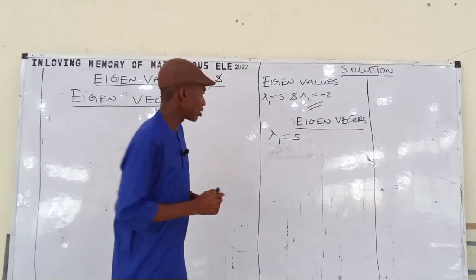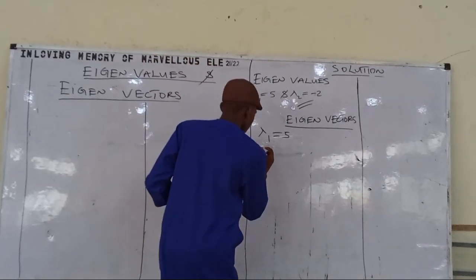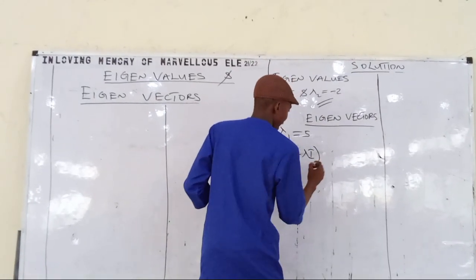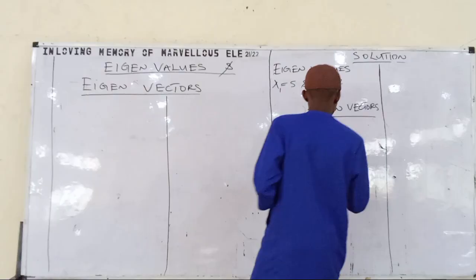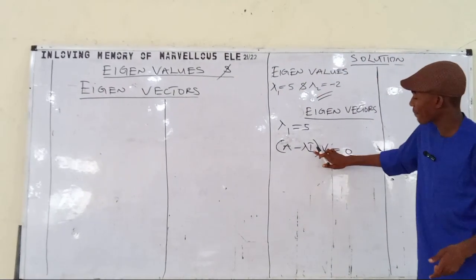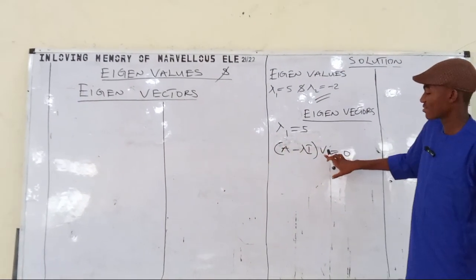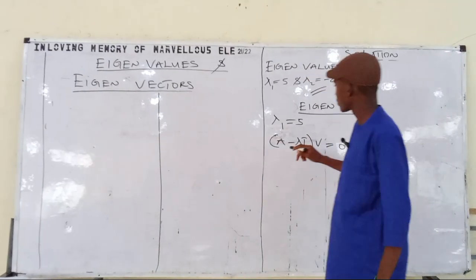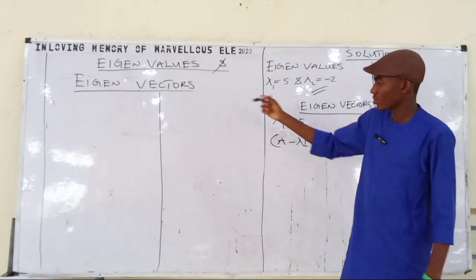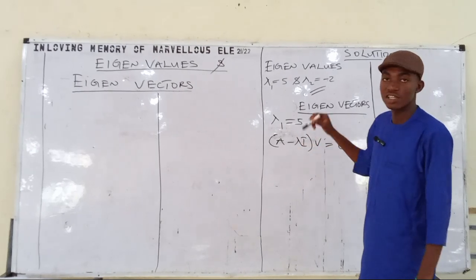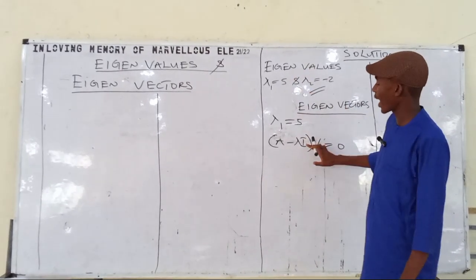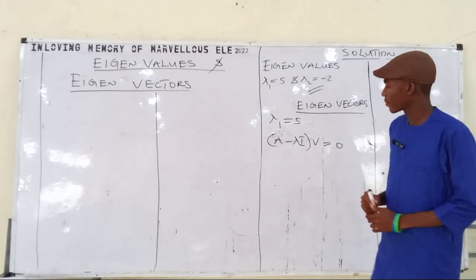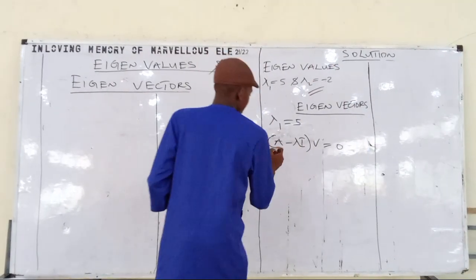From the beginning of this video, I said to get to eigenvectors, you use A minus lambda I times your eigenvector equals 0. Note, not the determinant, just A minus lambda I times v equals 0. Your A is the matrix given, your lambda is your eigenvalue, your I is the identity matrix, and your v is your eigenvector, which is what you're looking for. So now let's solve this.